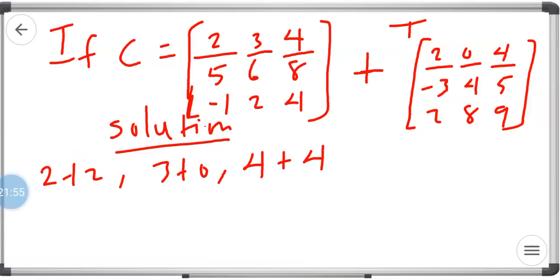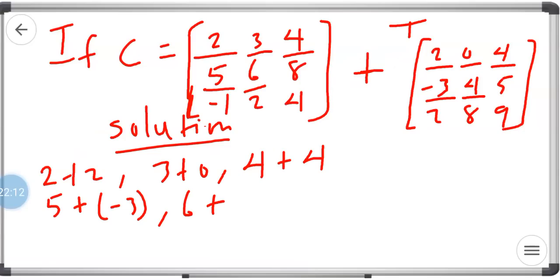So row 2 now. Here is 5, so 5 plus, we are adding, here we have minus 3. So I just open bracket minus 3, close the bracket. Put my comma there. Here we have 6, so that's 6 plus 4. I'll put my comma here. And the next one we have 8, so I'll put my 8 plus the last number here is 5. So we are through with that row.